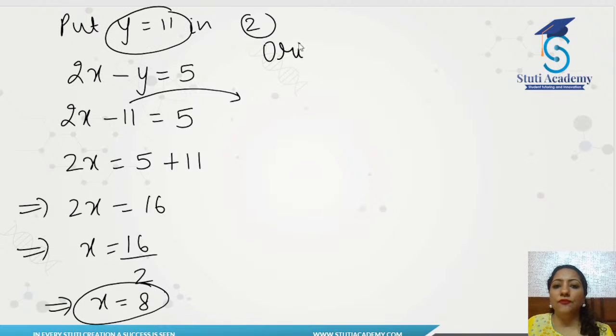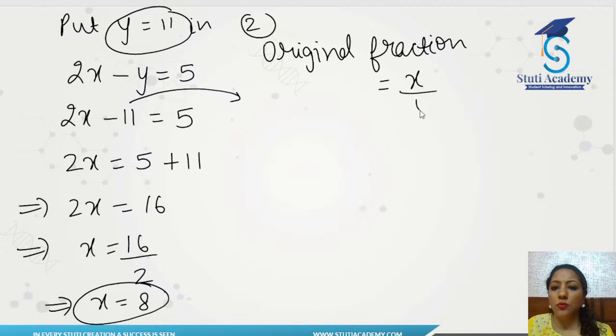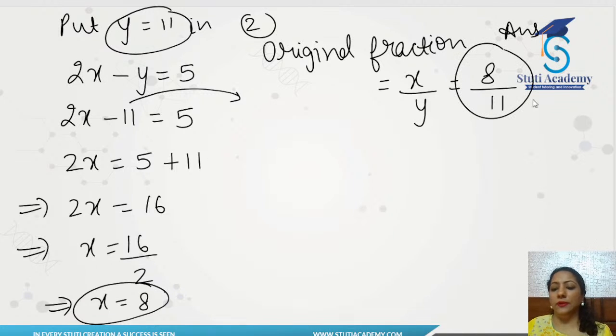So the original fraction, that means the fraction which we took right in the beginning, that's x upon y, would be how much? It is 8 upon 11. That's the original fraction, x upon y, x 8 and y 11. I hope students this question is clear to you.